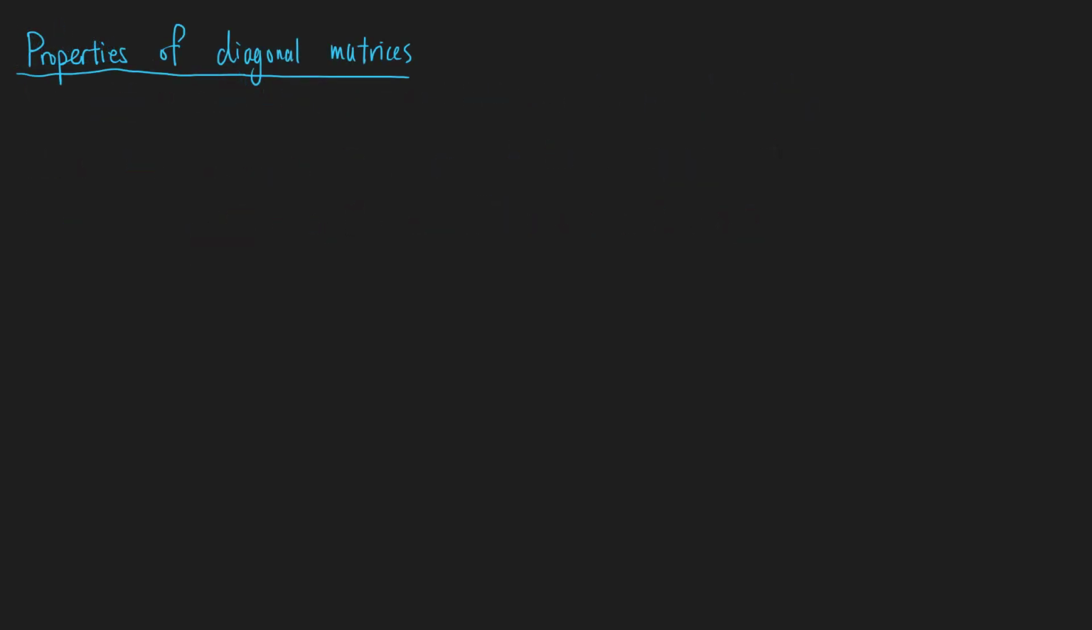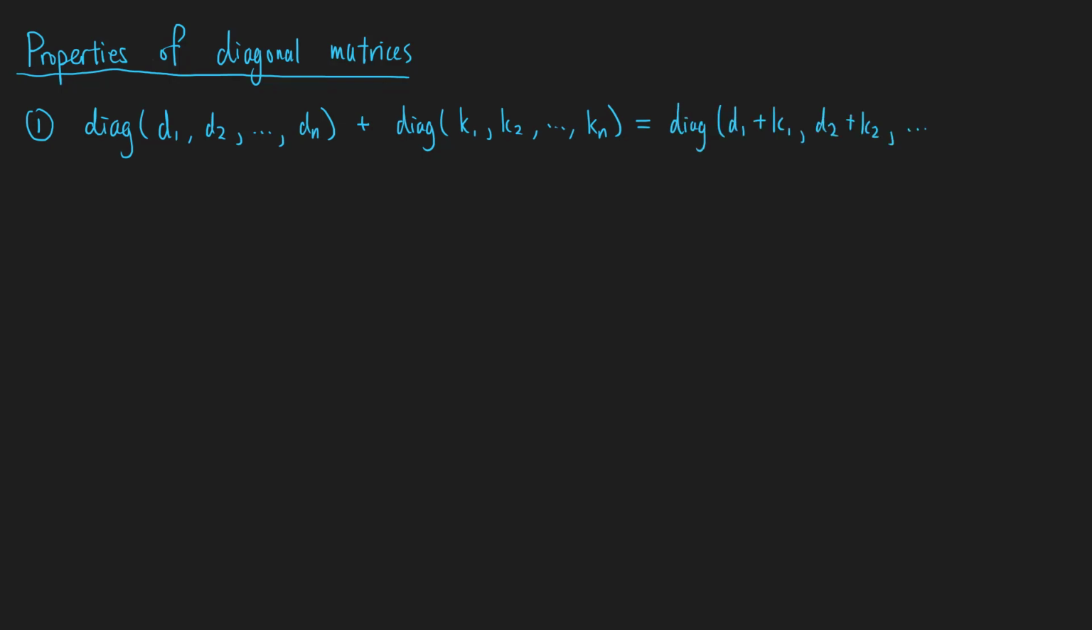Now, let's discuss the properties of diagonal matrices. Firstly, if we have a diagonal matrix diag(d1, d2, up to dn) plus a diagonal matrix diag(k1, k2, up to kn), then the resultant matrix is also diagonal, with main diagonal entries d1 plus k1, d2 plus k2, up to dn plus kn. In other words, if we add two diagonal matrices, the resultant matrix is also diagonal, where the main diagonal entries are the corresponding sums of the main diagonal entries of the two diagonal matrices.